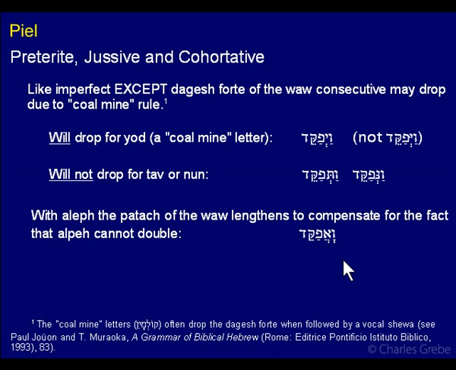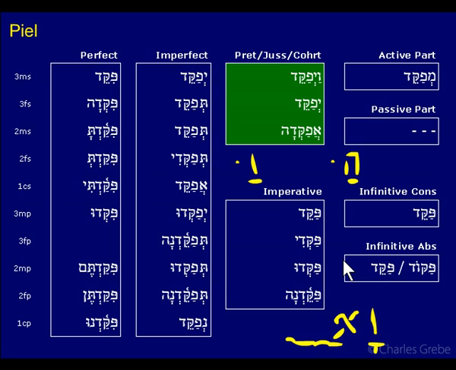Okay, so this is quite a bit of detail here, but to summarize it, your vav consecutive is just like your imperfect, except that with the yud, the dagesh won't be there. With the other forms, it will.